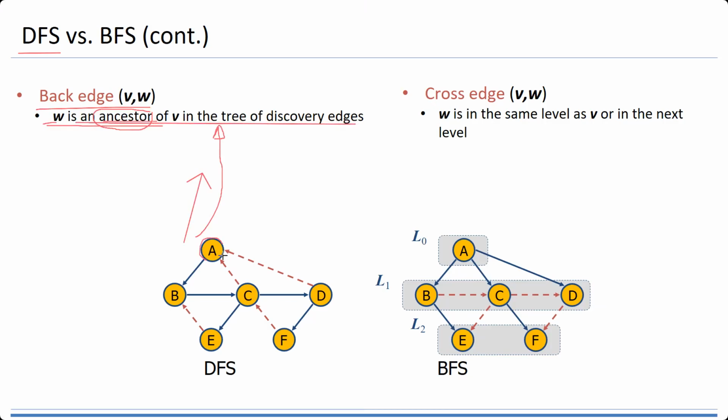So if I already visit A, and then I go to B, and then I go to C, and then I go to A. So this is the parent, or we call this the ancestor. If we use BFS, we have a cross edge. So the cross edge of V and W, the W is in the same level as V or in the next level.